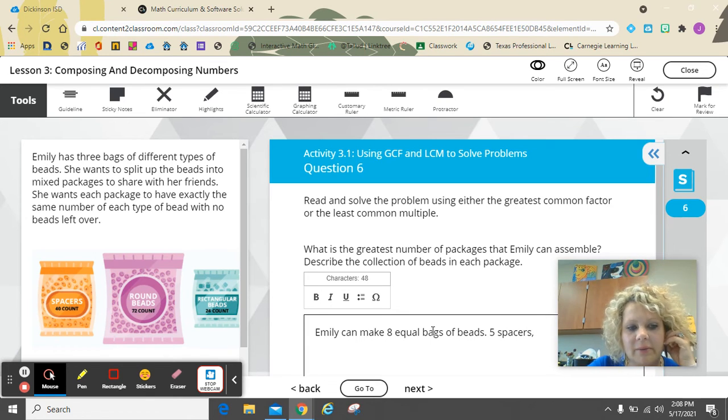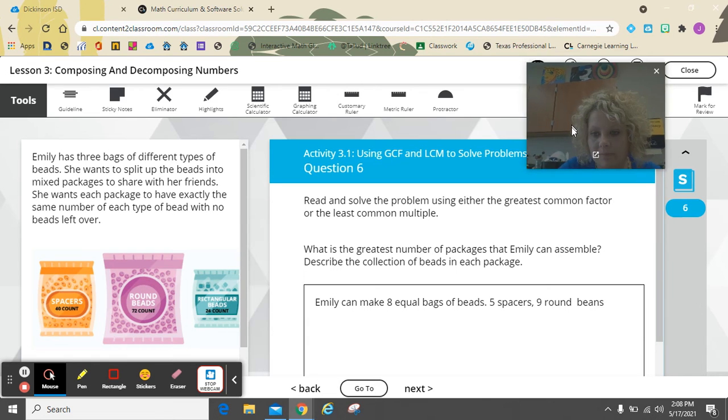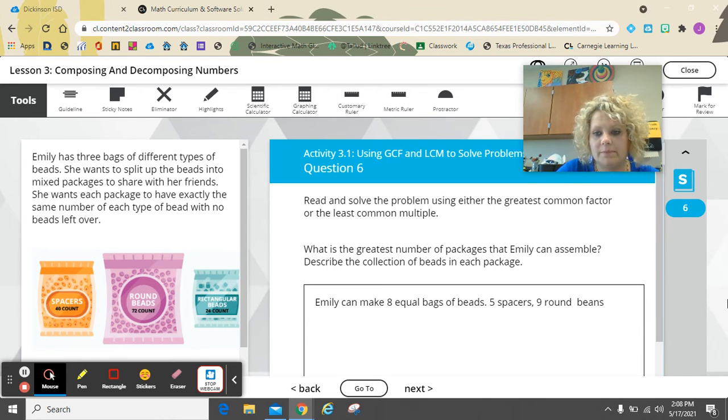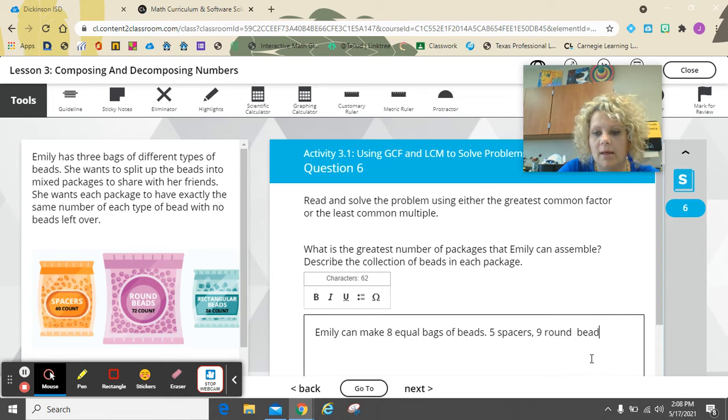And then if I do 72 divided by 8, I'm going to get 9. So there would be 9 round beads, not beans, beads. And then if I take 24 and divide it by 8 because we have 8 equal bags, and I want to figure out how many of those rectangular beads would be in it, I would have 3 rectangle beads.